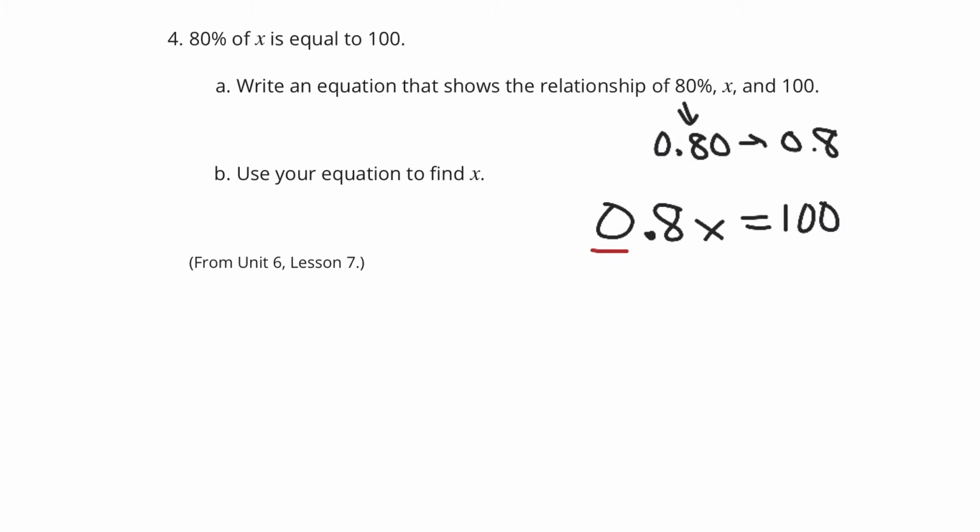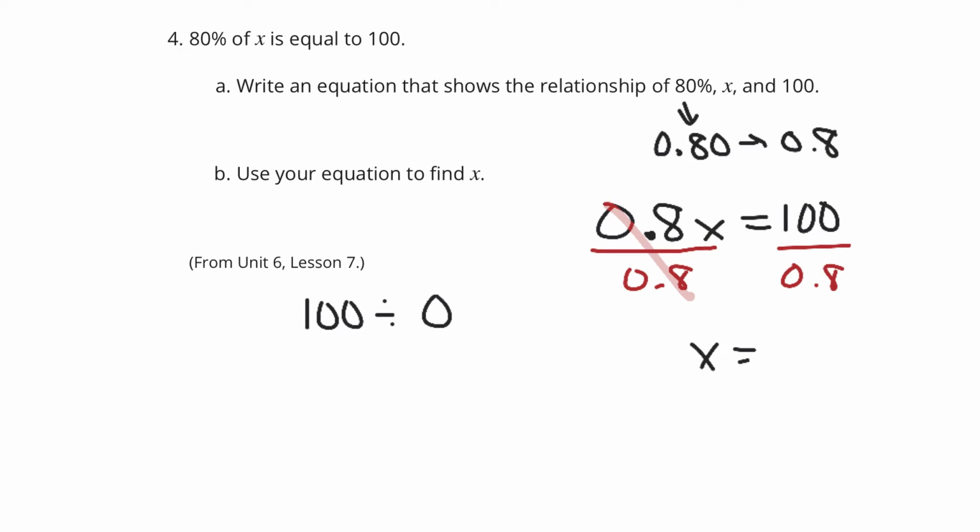And now we can use the equation to find x. We'll divide by that 8 tenths on both sides. 8 tenths divided by 8 tenths simply becomes 1. And so we will be left with x equals whatever 100 divided by 8 tenths is. Now if I multiply both these by 10, because I can't have that second number be a decimal when I'm dividing, that gives me 1,000 divided by 8. I kind of work my way backwards here. No, I don't want a square root sign. I want just a division.